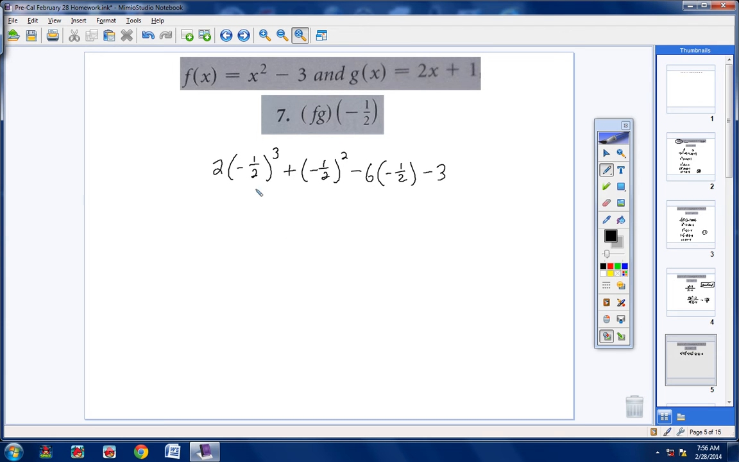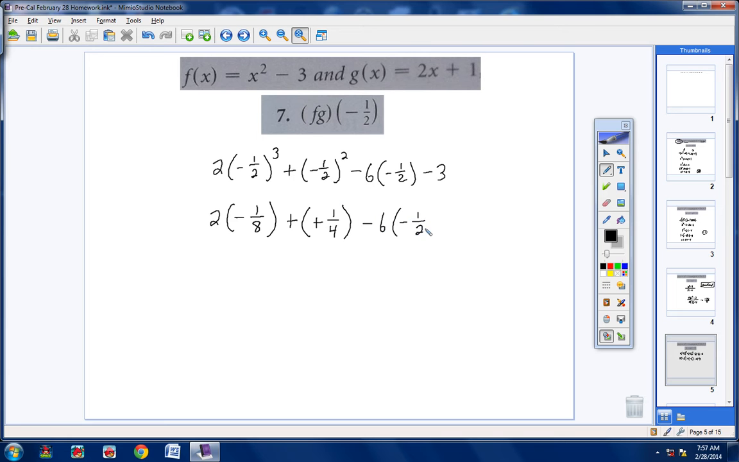Alright, here we go. Now let's do our powers first. So a negative times a negative times a negative is negative. 1/2 times 1/2 times 1/2 is 1/8. Bring down your positive sign. Negative 1/2 squared. Well, negative times a negative is positive, and 1/2 times 1/2 is 1/4. So there, I did all of my powers.